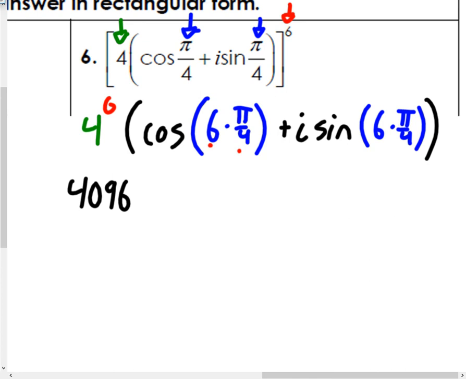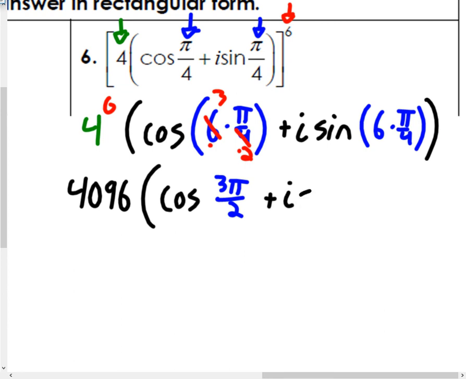And then jumping into the parentheses here, note that I have a 6 times pi over 4. So 6 and 4 do have that 2 in common. So that will be 3 pi over 2. So we're going to have a cosine of 3 pi over 2 and an i sine of 3 pi over 2. So these are just quadrantals. 3 pi over 2 is the same as 270 degrees. So cosine of 3 pi over 2, that's when we're looking straight down in our unit circle. So cosine is going to be 0 there. Sine of 3 pi over 2, that's just negative 1.